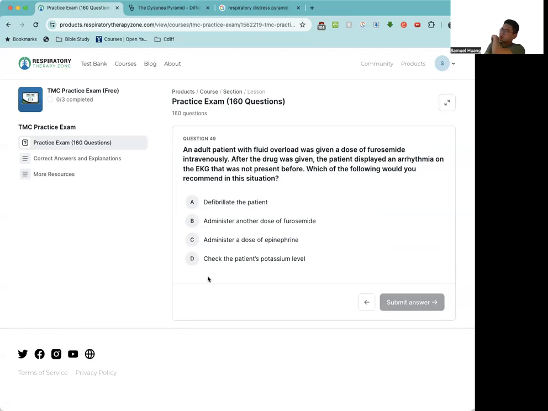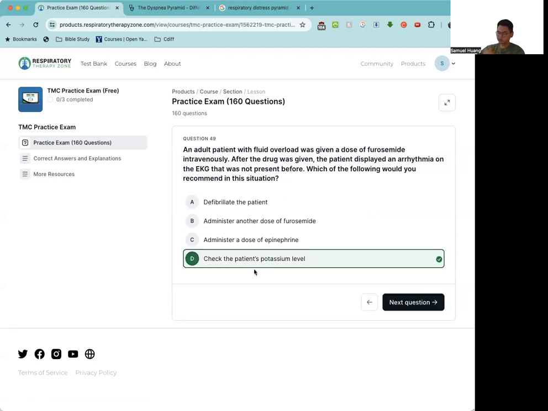49. Fluid overload, given furosemide. Good idea. Displayed arrhythmia. Maybe you over-diuresed them, so they're going into arrhythmia. Maybe you got rid of all their potassium. So what I would do is check the patient's potassium level. Hypokalemia can cause arrhythmias.